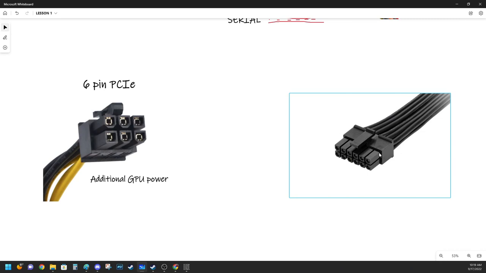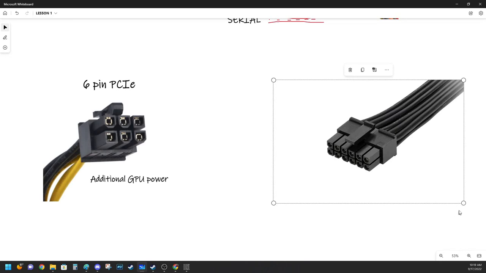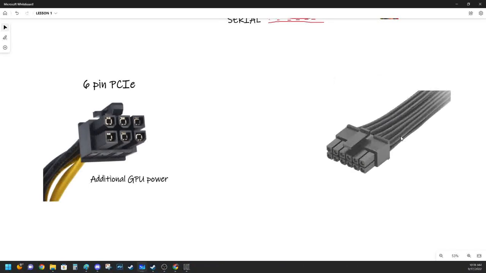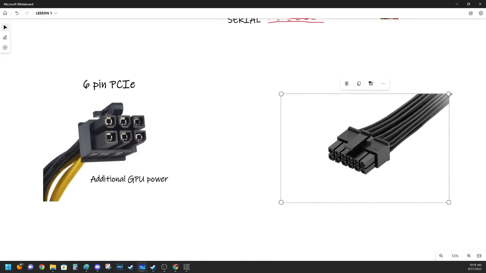Has anybody seen this monster yet? Negative. Isn't that the new NVIDIA one? Yeah, so this is the new 12-pin standard. I would note that this is probably not going to be on the test. I'd be shocked if this is on your CompTIA exam. But in the real world, this is very interesting.